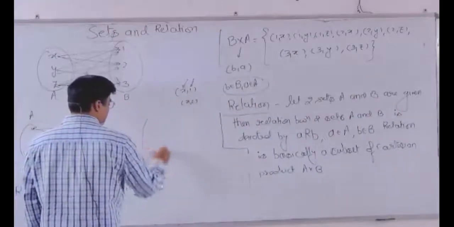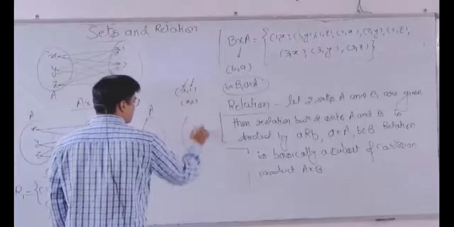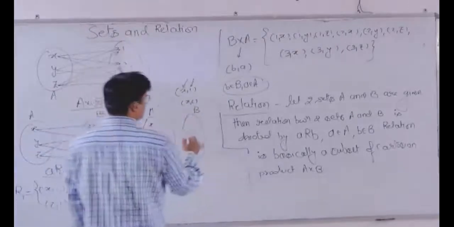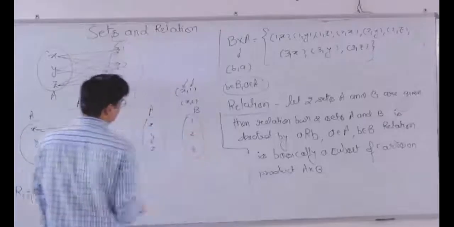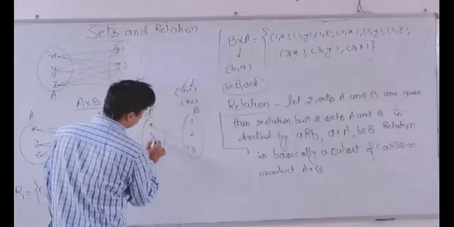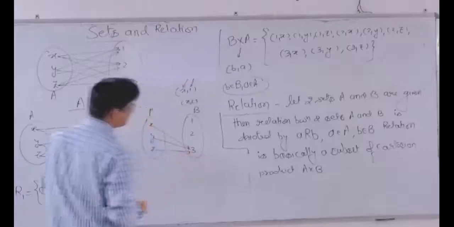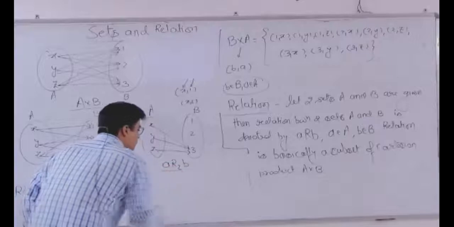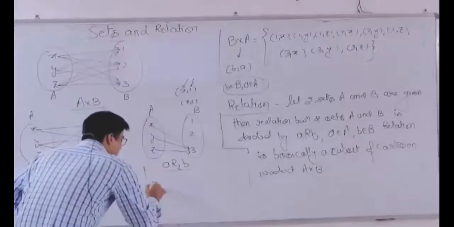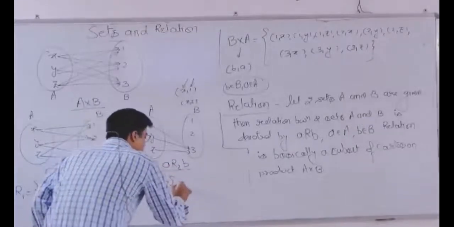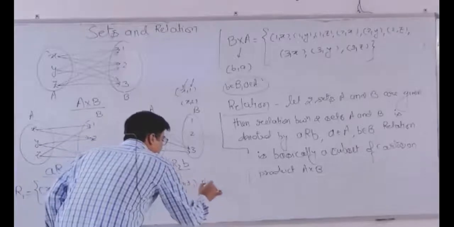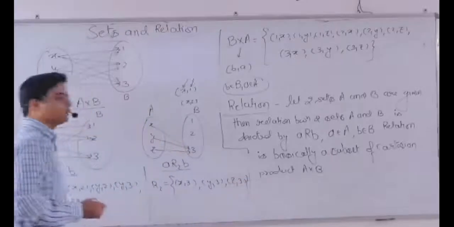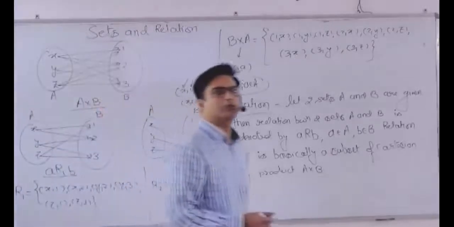Let's say again, this is your set A and this is your set B. Again, X, Y, Z, and this is 1, 2, 3. Let's say X comma 3, Y comma 3, Z comma 3. I am defining, let's say, relation number 2, A R2 B. So R2 has elements X comma 3, Y comma 3, Z comma 3.